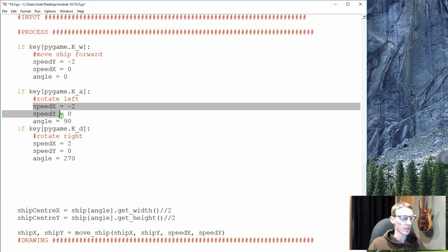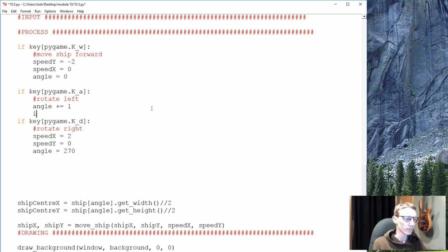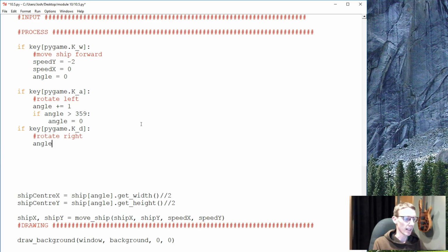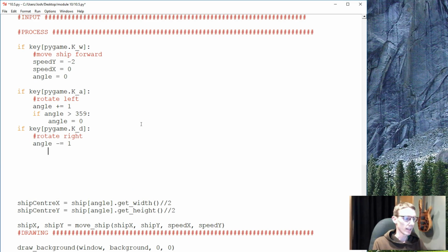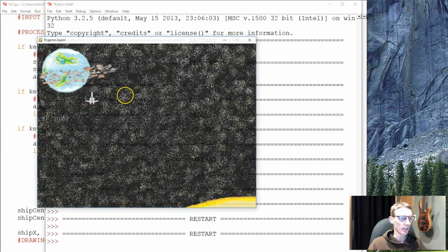So we already know how to rotate things, right? We would just say angle, if I'm rotating to the left, angle plus equals 1. And then if our angle is greater than 359, then angle is 0. And I forgot my colon. And over here, we are going to say angle minus equals 1. And we can say if angle is less than 0, then angle equals 359. Okay, so we should be just rotating left and right now.